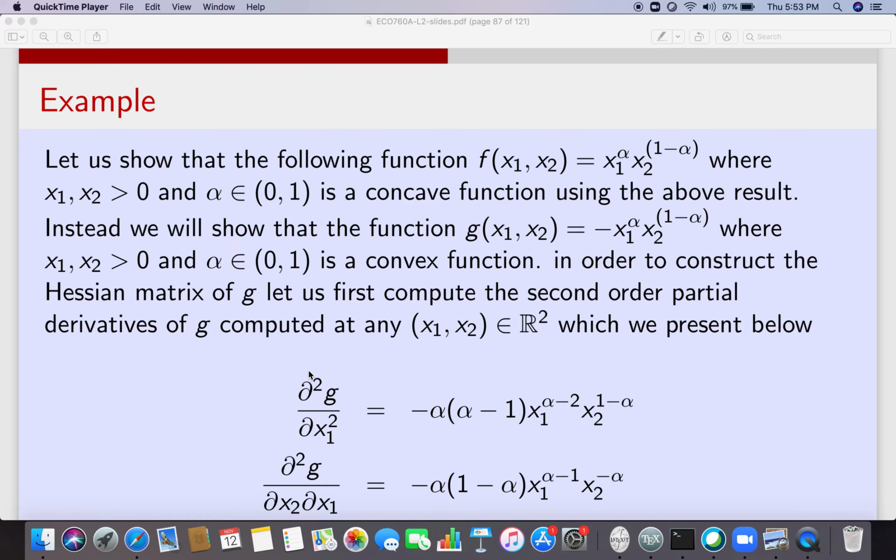Of course capital and labor have to be positive, otherwise you can't produce anything. So x1 and x2 must be strictly greater than 0, and alpha has to be between 0 and 1. So you give a weightage to how much you want to spend as capital expenditure, and how much you want to input in labor.